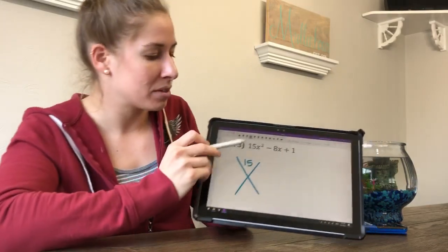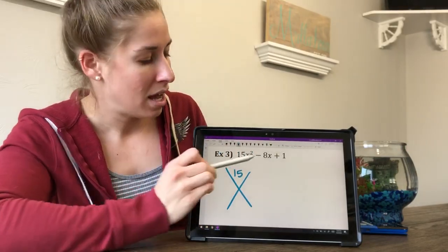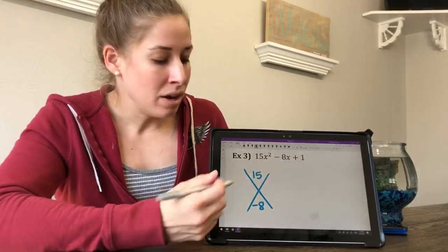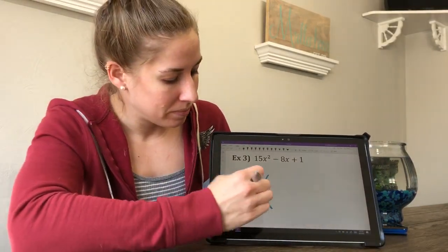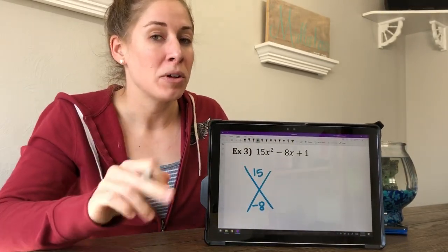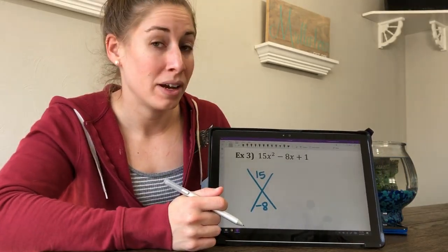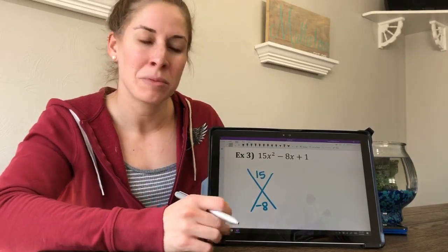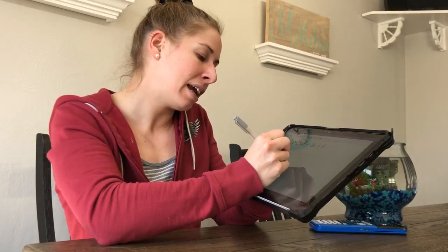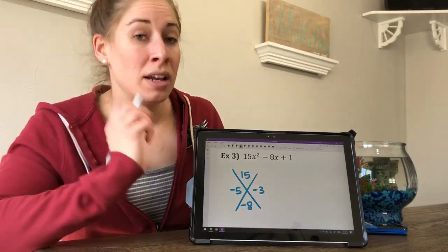15 goes at the top because we're multiplying a times c. So 15 times 1 is 15. And then this negative 8 goes at the bottom. So again, what times what gives you 15, but when you add them you get negative 8. So we've got another multiplying to get a positive, adding to get a negative. Maybe you can come up with that off the top of your head without listing the factors of 15. They're a little bit smaller numbers. What you should come up with is negative 5 and negative 3. Again, that order does not matter. You can put negative 3 before negative 5. Doesn't matter.